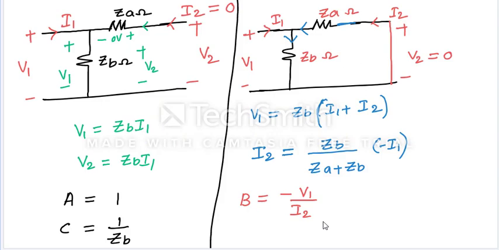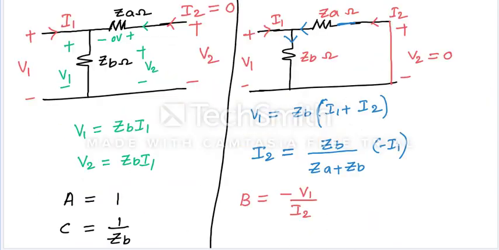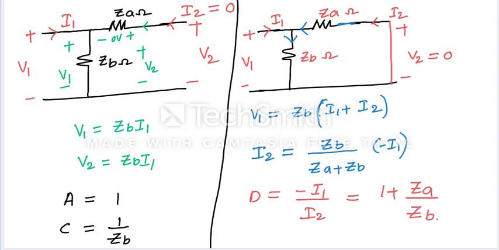I can replace here now. We will simplify it now. First we will get the D. D is equal to minus I1 by I2. That means this ratio now here. So what I will get now here? 1 plus ZA by ZB. Check it. I1 by I2 is minus of 1 plus ZA by ZB. Isn't it?